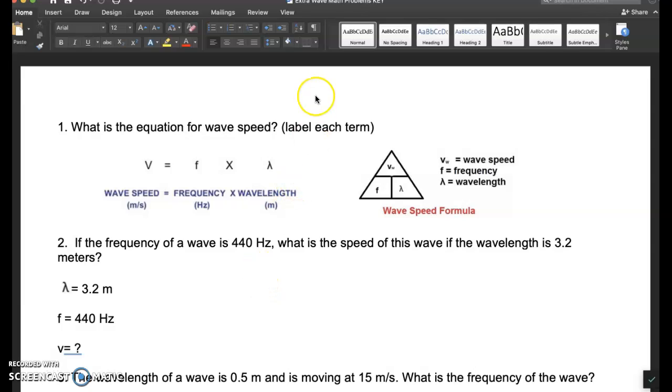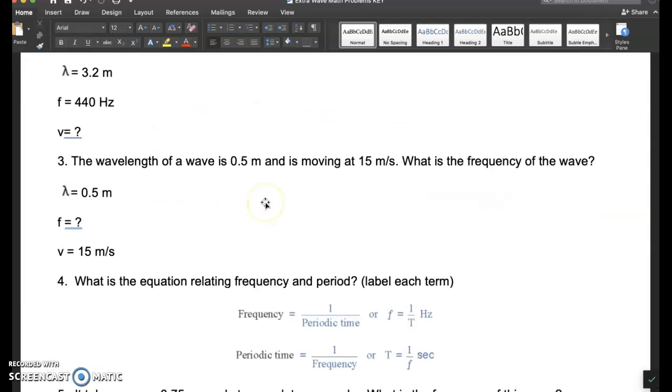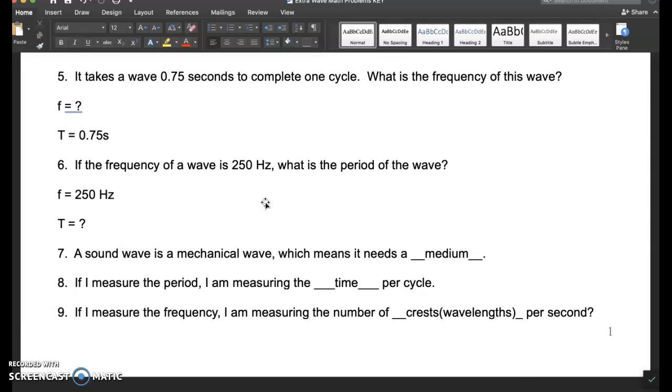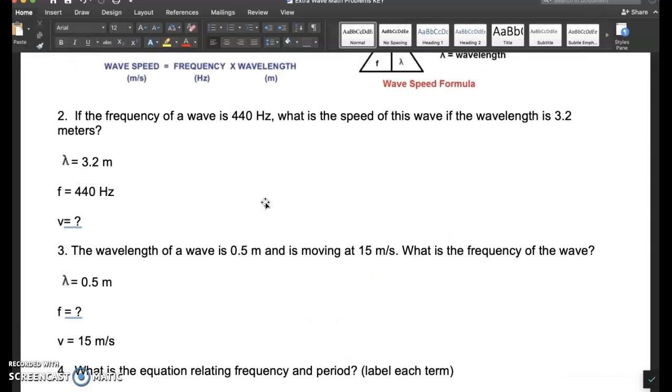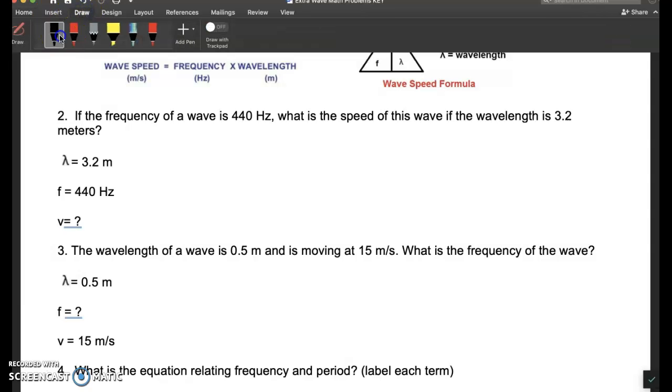All right, so we're just talking through the extra wave math problems key here. I put in a lot of information already. I'll talk through where it comes from, but just saving a little time typing here. So I'm going to actually draw a lot on this one.